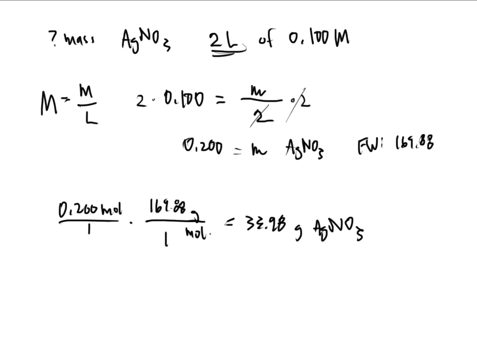All right, let's do another example. One after another after another. I know you love it. How many milliliters of a 1.50 molarity sulfuric acid solution can be made using 36 grams of sulfuric acid?